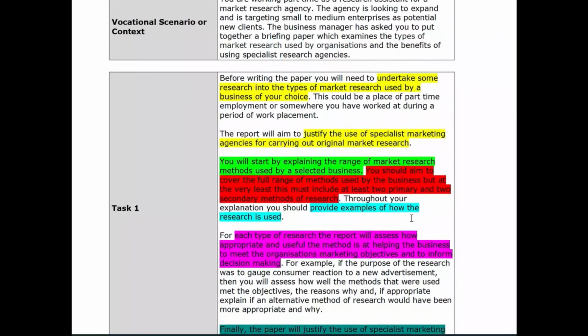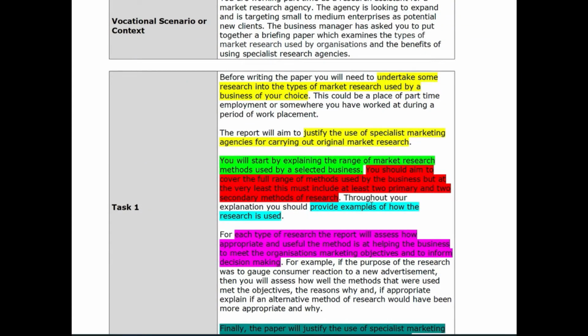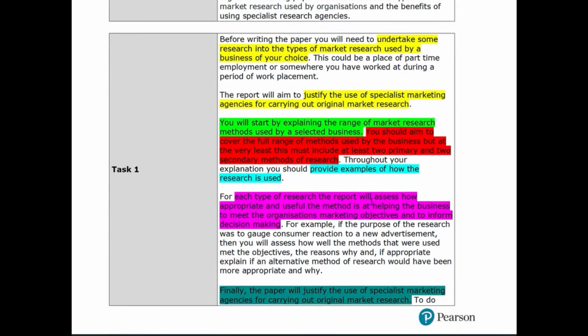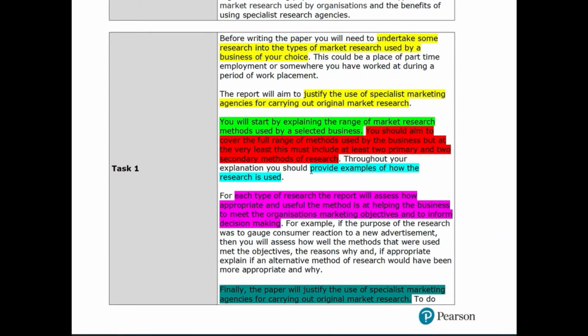Now this report you're going to do obviously needs to explain the types of market research methods used by your selected business. Remember, 2 primary, 2 secondary. You should aim to cover a full range of methods used by the business, but at least 2. So you can see there, it tells you in the assignment. Throughout your explanation, provide examples of how the research is used. So in other words, you've got to say they use this research to do X, Y, and Z. So that's got to be a line in there. So you can see it's telling you to do that already.